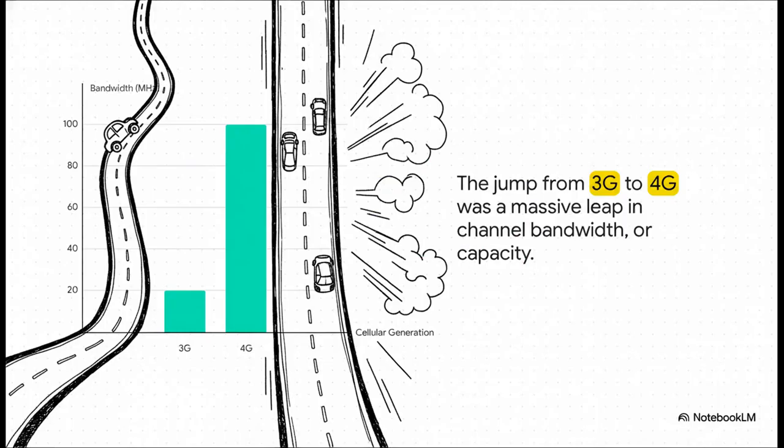This chart really puts that more lanes idea into perspective. The jump from 3G to 4G wasn't just a little step up, it was a massive leap in how much traffic the network could handle. We're talking about a highway that is 5 to 20 times wider. That's the difference between a little country road and a massive superhighway.